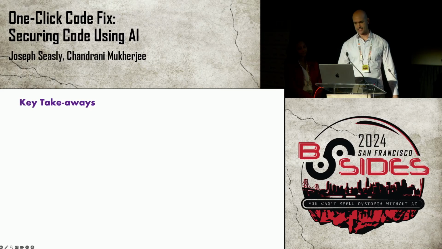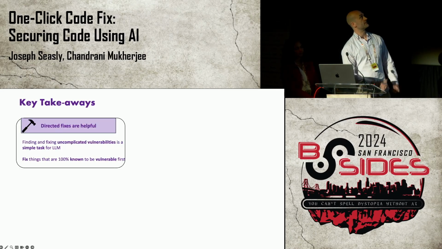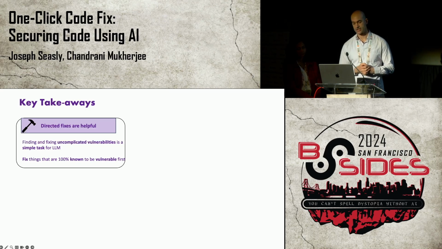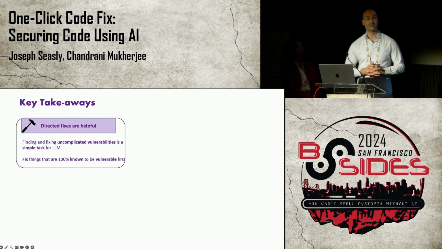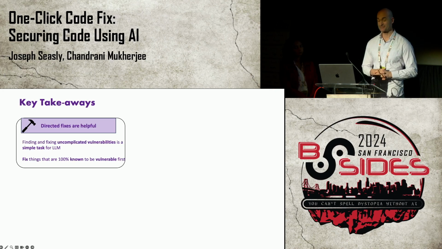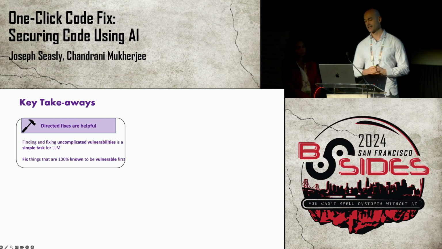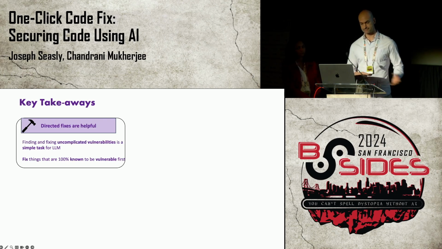And some key takeaways. Directed fixes are helpful. So the more hints you can provide to your LLM, the better your fix is going to be. And finding and fixing uncomplicated vulnerabilities is a simple task for an LLM. And this may seem obvious, but fix things that are 100% known to be vulnerable first. For instance, if you have results that are validated from a bug bounty program, you can use that as input to your prompt and get a fix quicker that way.